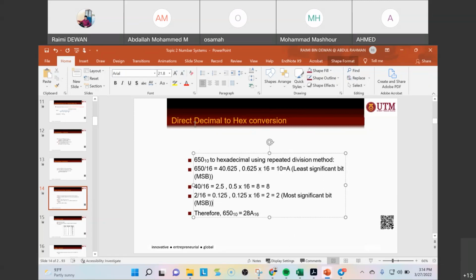So direct decimal to hex conversion. Okay. So this is what. Wait.